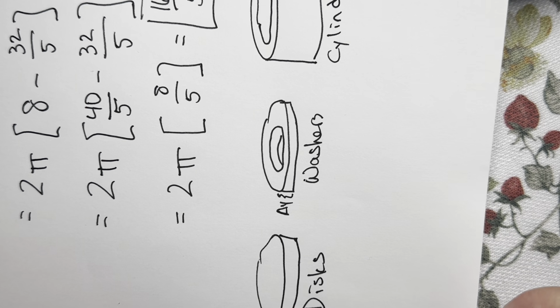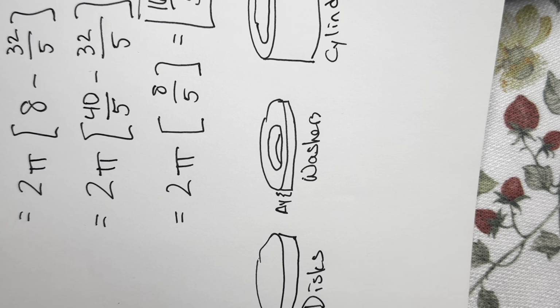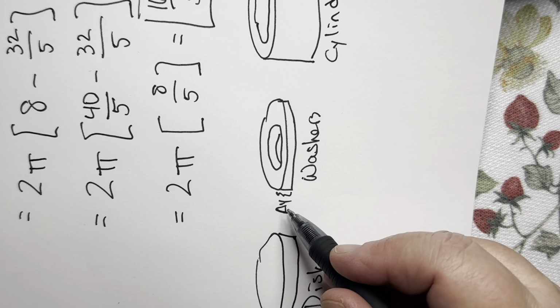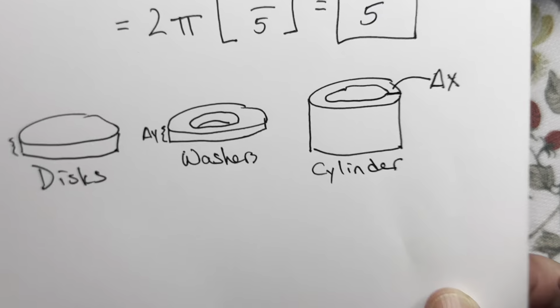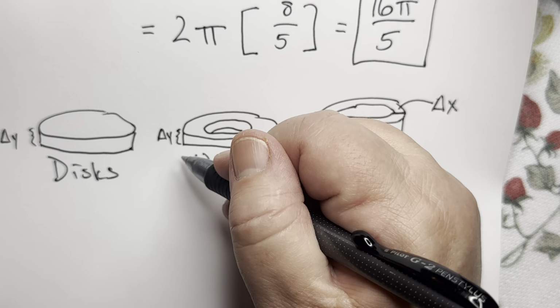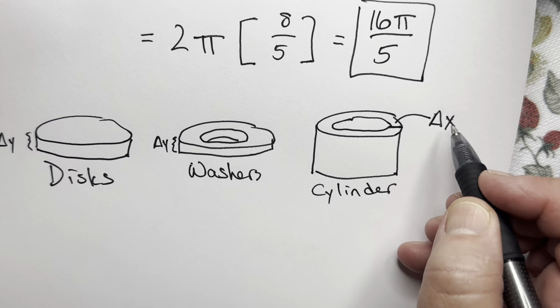I can't get them all in the video. Sorry about that. It would reverse it. This would be delta X, this would be delta X, and this would be delta Y, right? Just depends on whether it is up and down, delta Y, side to side, delta X.